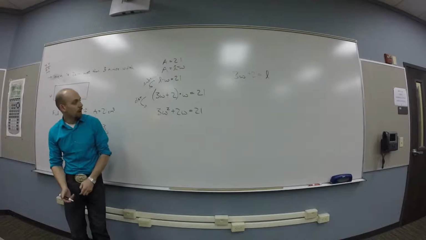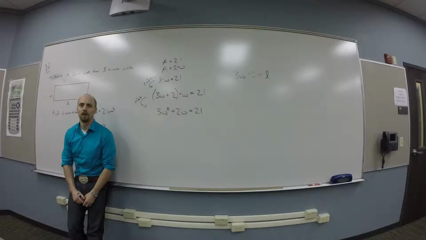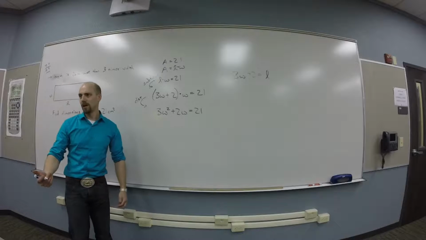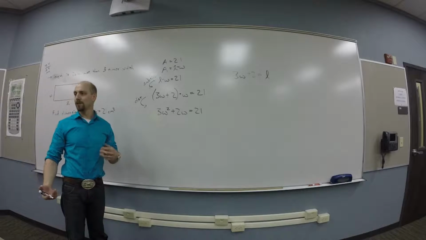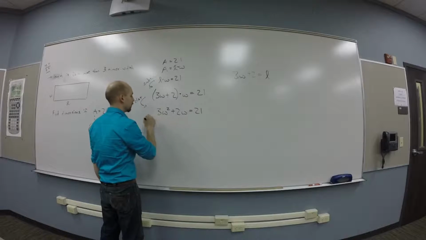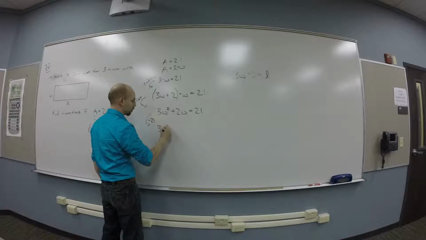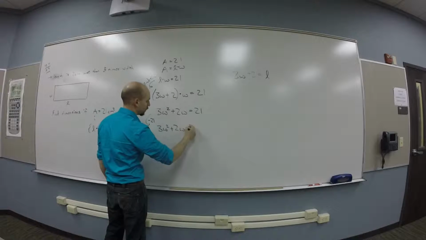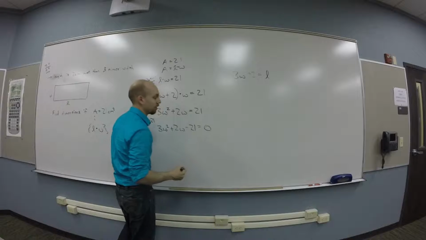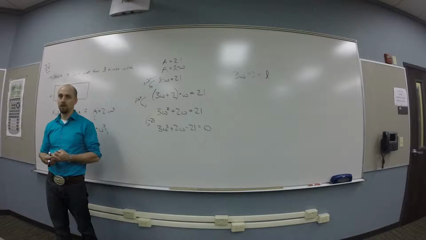All right, so I got to here, now what? Subtract the 21. Why? What are you going for? 0. The quadratic formula, or AC method, or complete the square or something, right? So let's subtract 21. So I got 3W squared plus 2W minus 21 is 0. Now what? Pick a formula and compute it.